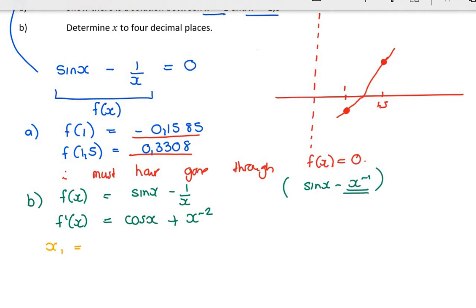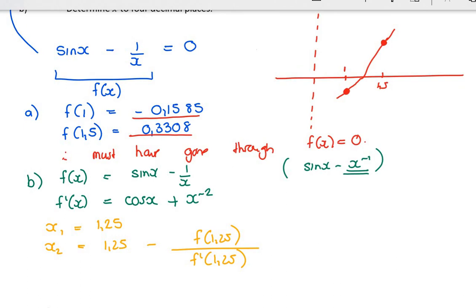So x number 1, I always guess halfway, so let me guess 1.25. So now x number 2 would be equal to 1.25 minus f of 1.25 divided by f dashed 1.25. So, running out of space again, let's try to use our calculator. Don't forget when you use your calculator to use your answer key. So I get x3 is equal to 1.094047, and you just keep going. Keep pushing equals until you notice that the first 4 decimal places are constant.